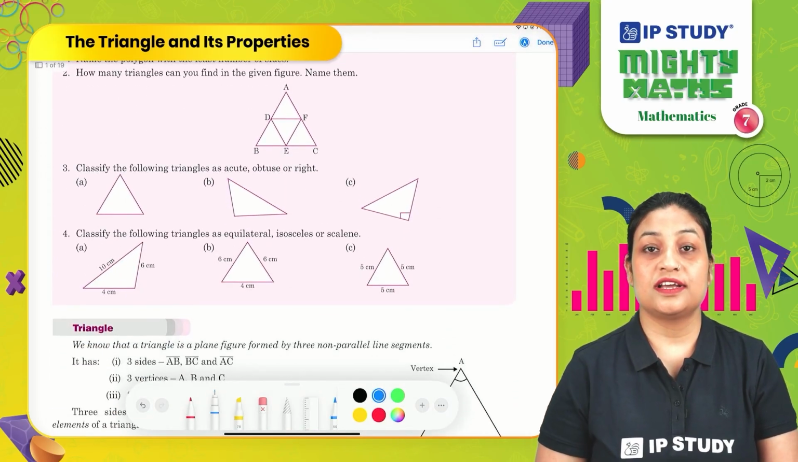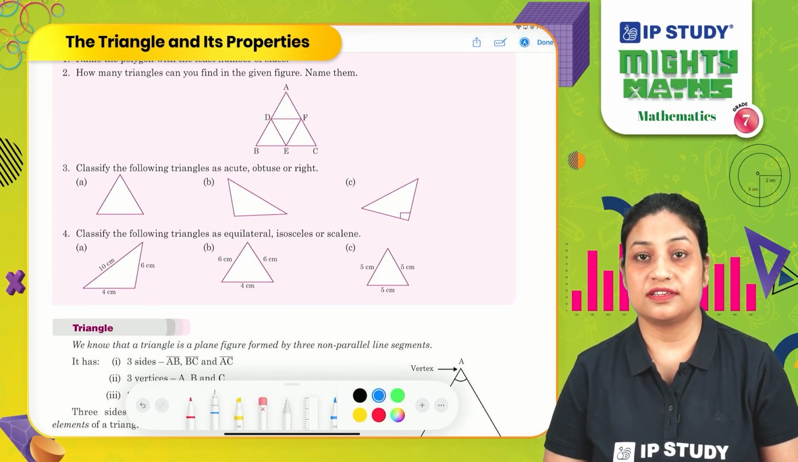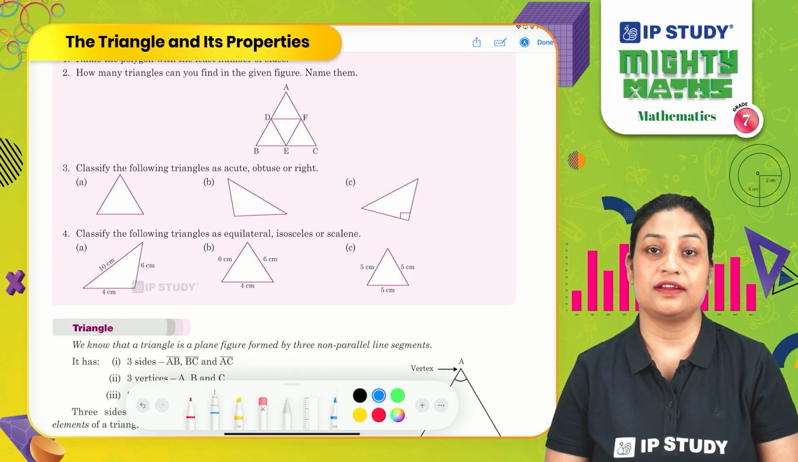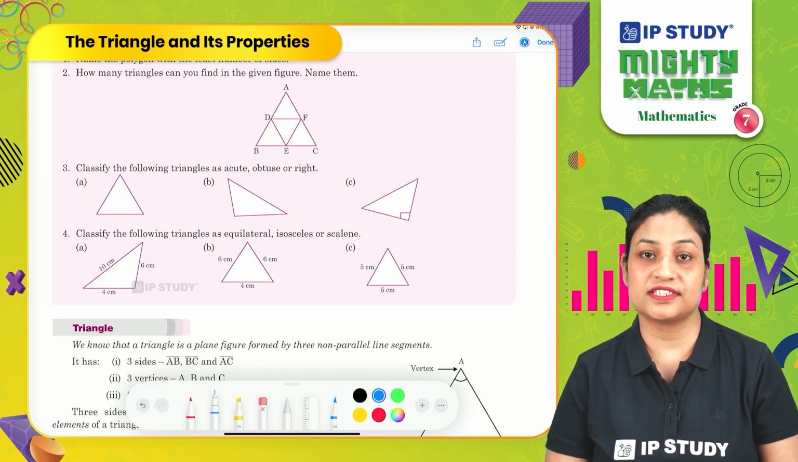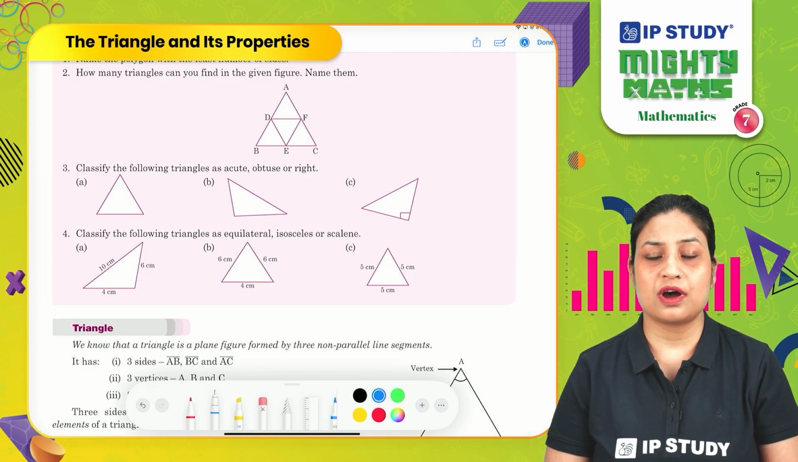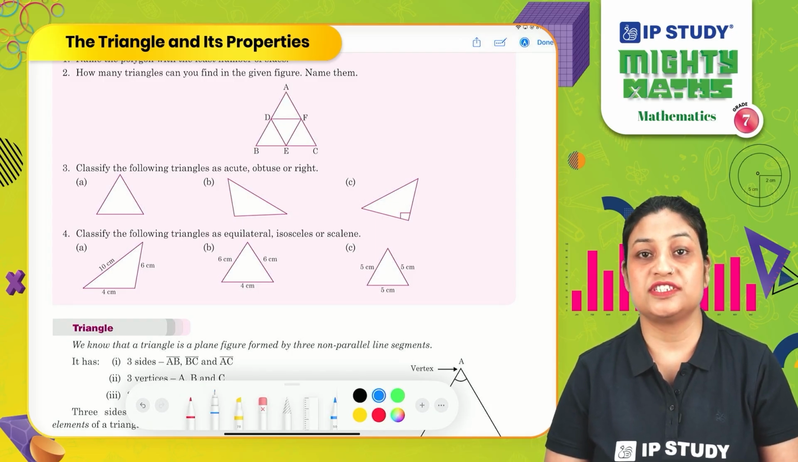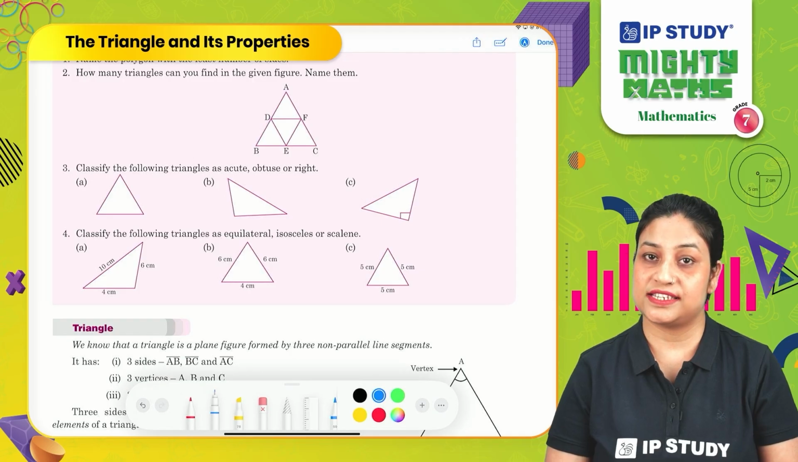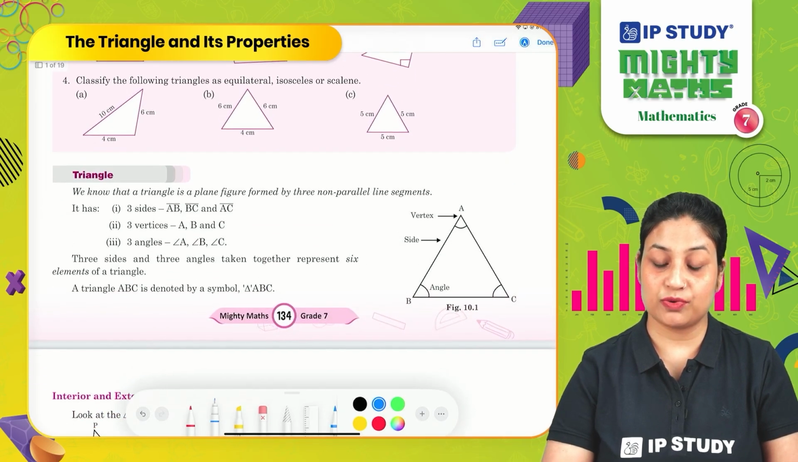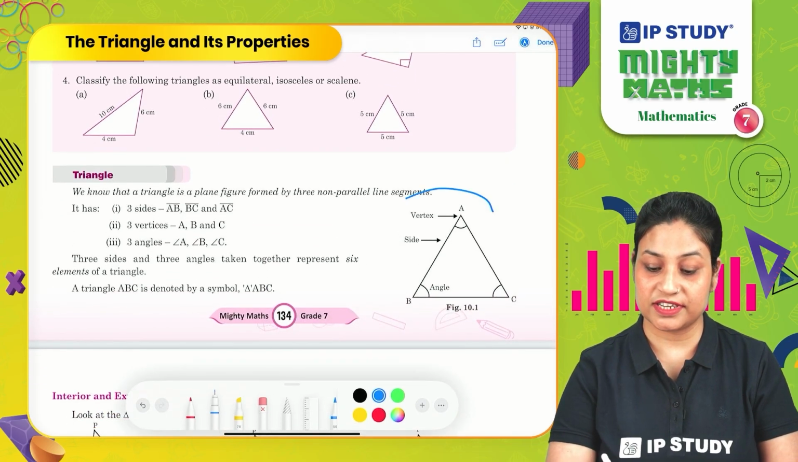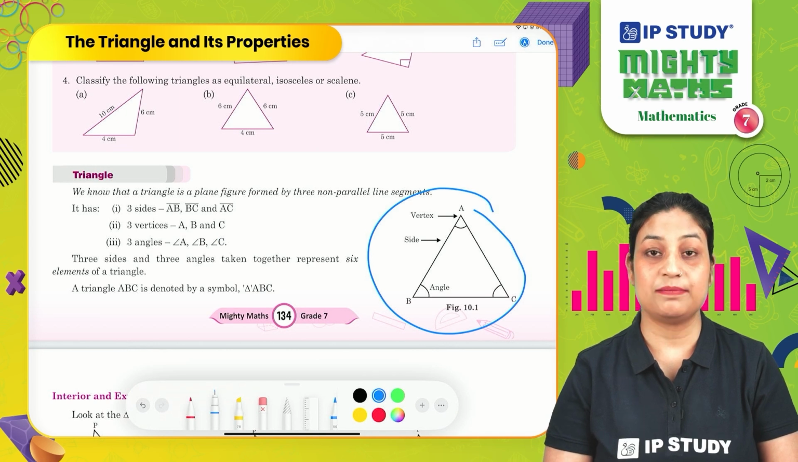So students, let's start with what is a triangle. So we have already learned in the previous grade what a triangle is. We have discussed that it is the smallest polygon. So how we are going to define a triangle? A triangle is a plane figure which is made up of three non-parallel sides, right? So let me show you a triangle over here. On the screen, you can see a triangle ABC, right?